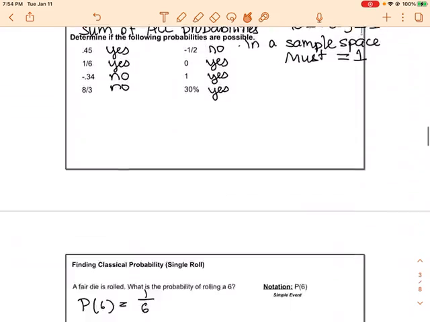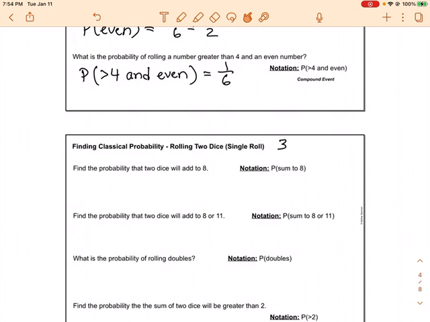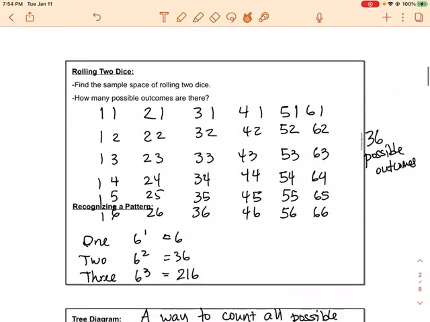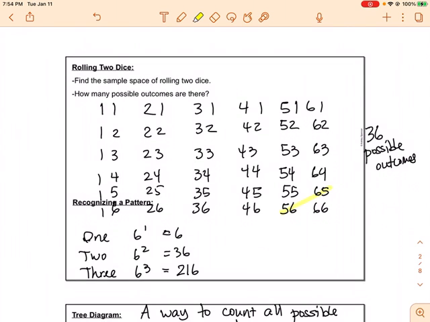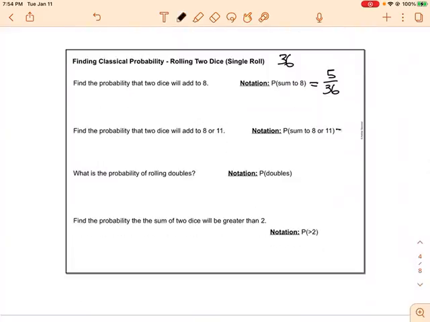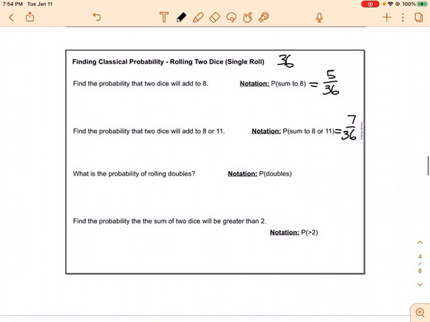So that would be 5 out of 36. What about adding up to 8 or 11? Well, we already know adding up to 8 is 5. How many add up to 11? Just 2 more. So that would be 7. Doubles. Well, you can have double 1s, double 2s, double 3s, double 4s, double 5s, double 6s. So that's 6 of them.